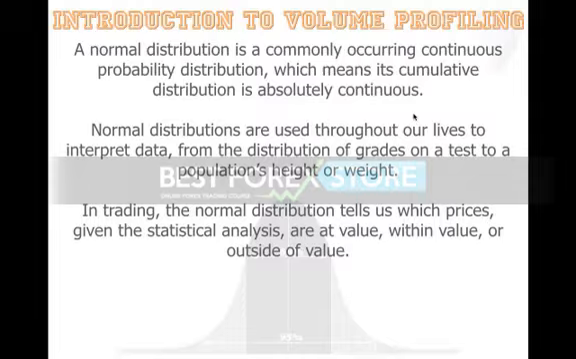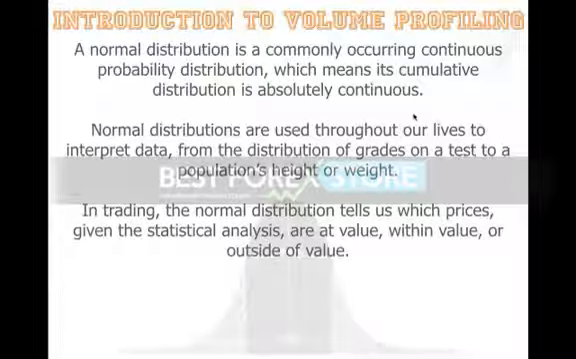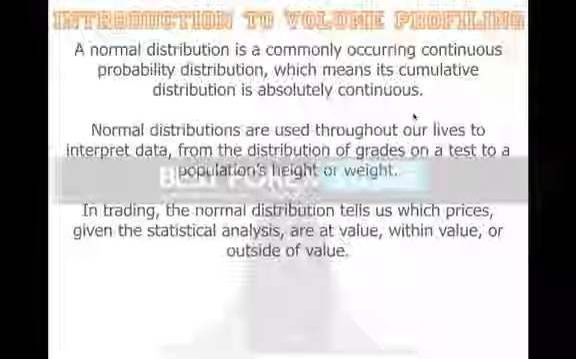The normal distribution is a commonly occurring continuous probability distribution, which means that its cumulative distribution is absolutely continuous. So you can keep feeding this thing data, and over time, that data will continue to fit against that curve. It's a continuous probability distribution because most data sets are shaped along a normal distribution. You have 68%, that middle population that consists of the value area. Everything outside of that, you begin to get 2 standard deviations, 3 standard deviations away from the mean, just like anything in life.